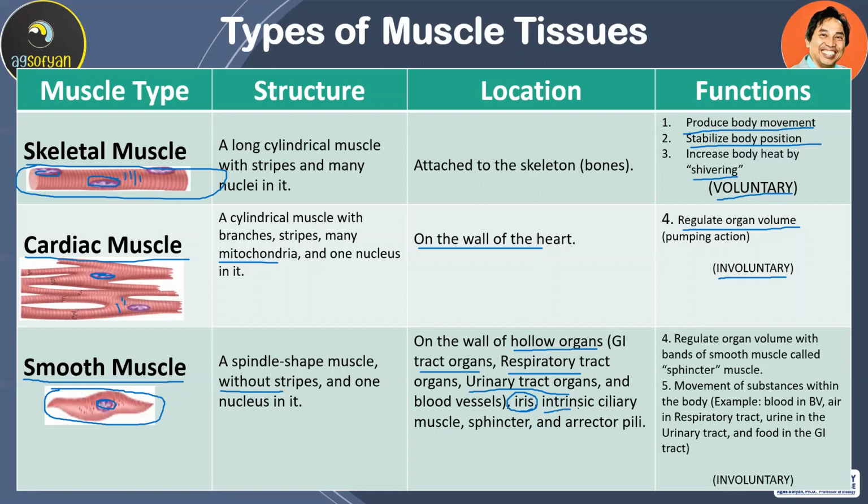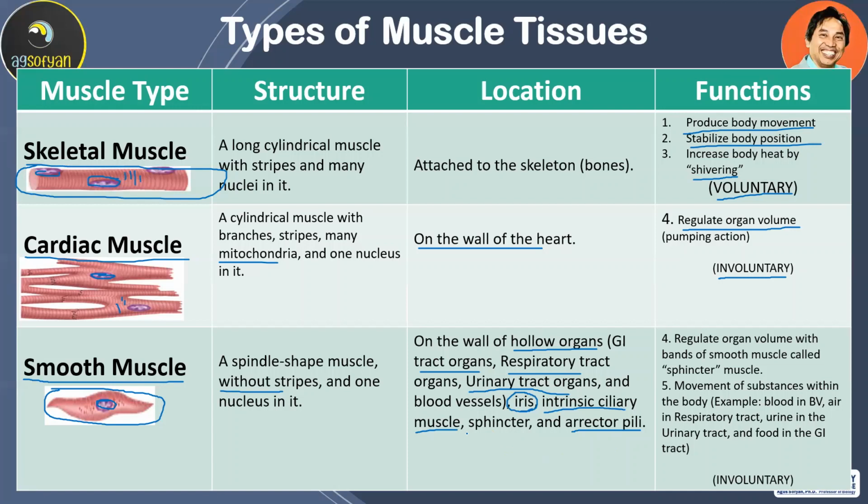There is also the intrinsic ciliary muscle. This is the one that controls the lens accommodation. So when we see an object in focus, this is because this intrinsic muscle controls the accommodation of the lens. And there is also the arrector pili muscle. It is located in the skin. It is the one that actually causes the hair on the skin to become erect, for example, when we see a scary movie, then there is goosebumps. It is because of this arrector pili.